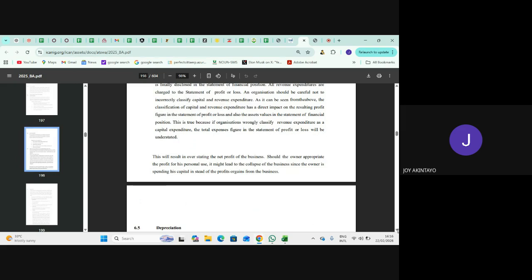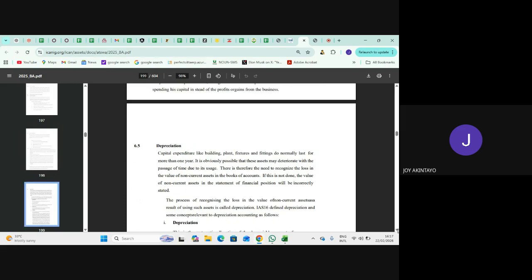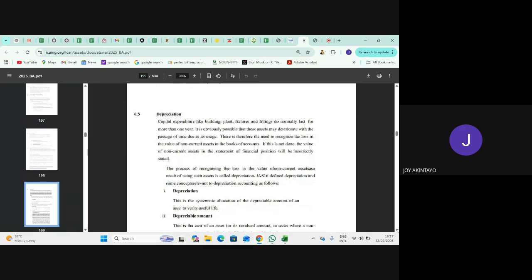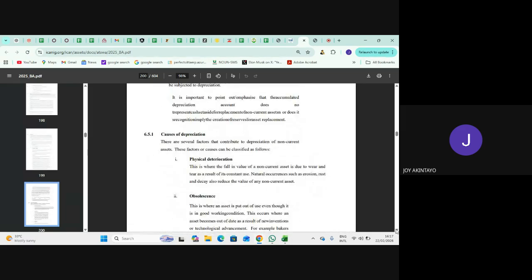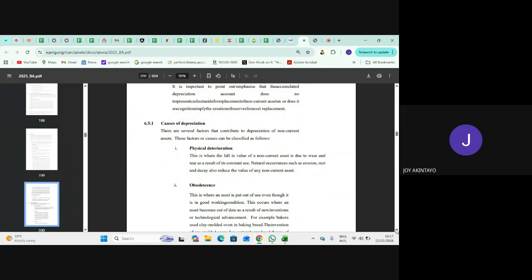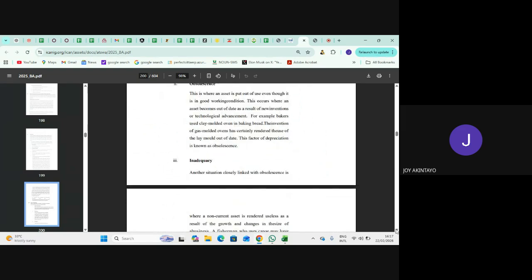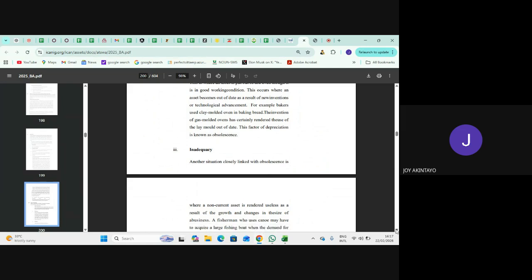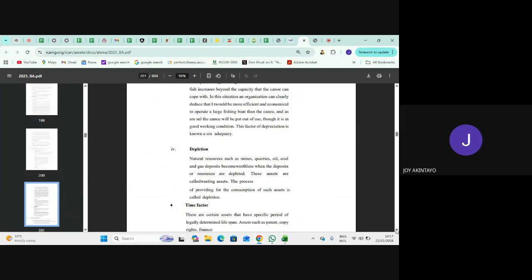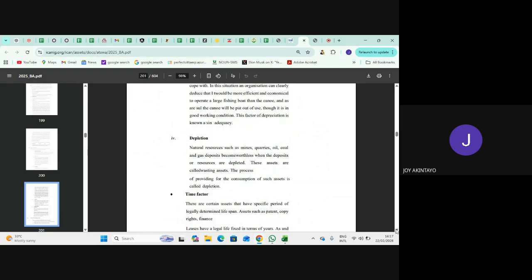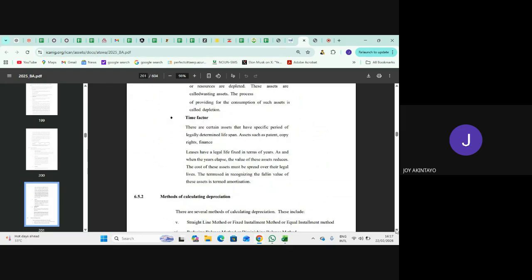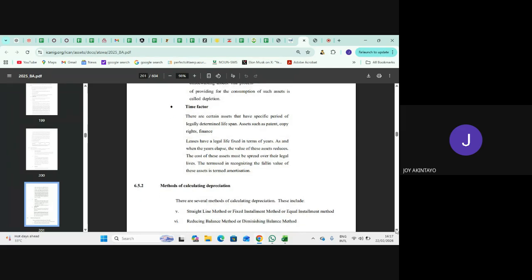Now let's quickly look at how we can actually determine the value of our assets. Now I've said something on the causes of depreciation. Number one, physical deterioration, obsolescence, inadequacy. That's another one. Depletion is actually based on mineral resources. Then we now have methods of depreciation.